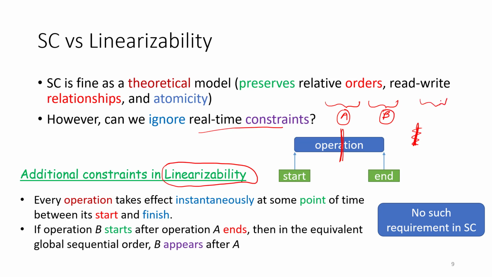Of course, if there are concurrent executions, like if this is the case, then linearizability does not say who needs to appear after whom because there is an overlap. But since they appear to execute instantaneously, all threads should see either A appearing before B or B appearing before A in the equivalent sequential order. So these are the two extra caveats that are added in the case of linearizability, which SC didn't have. So they make it more in line with real-time constraints.